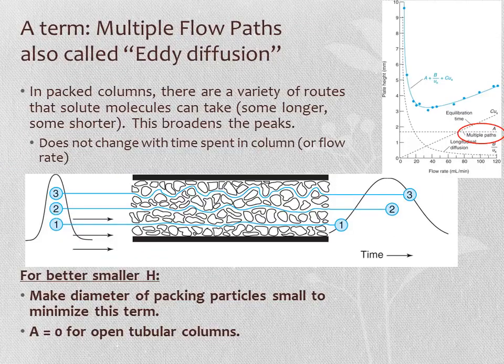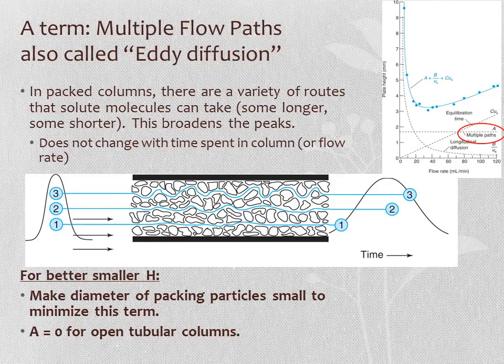The A term is called the multiple flow path term, and sometimes it's also called eddy diffusion. It basically has to do with the fact that when you have a packed column, there's a variety of routes that the analyte can take to get from the start to the end of the column. Some of these routes, like the route that molecule 3 takes, are going to be a lot longer than the average, and some of these routes will be more direct, like for molecule 1. And this broadens the peak because it changes how long the analyte spends in the column.